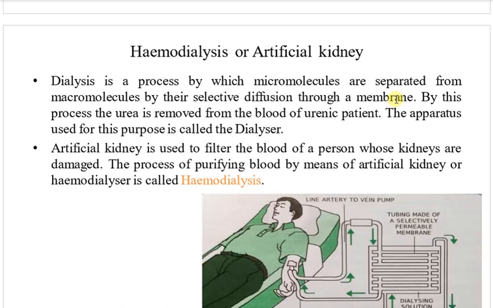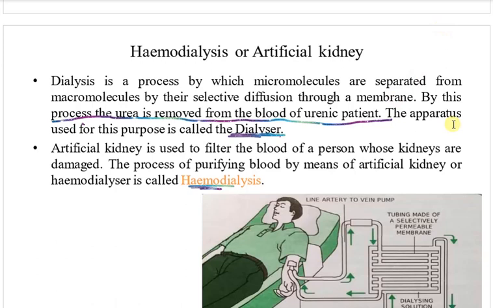By this process, the urea is removed from the blood of a uremic patient. The apparatus used for this purpose is called a dialyzer. Okay, the artificial kidney or hemodialyzer is used to filter the blood of a person whose kidneys are damaged. The process of purifying blood by means of an artificial kidney or hemodialyzer is called hemodialysis.